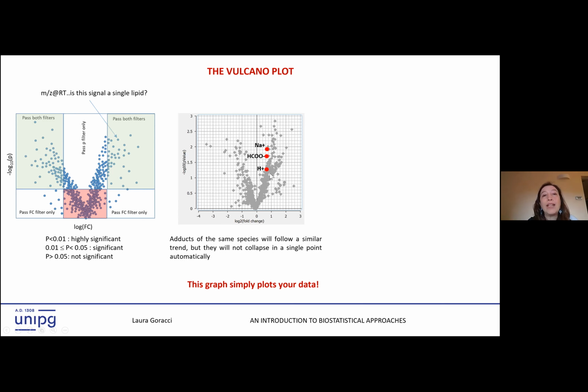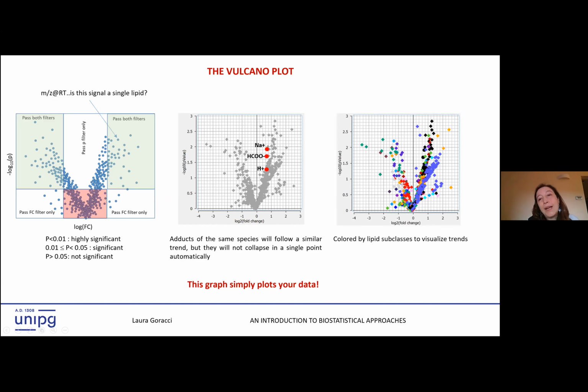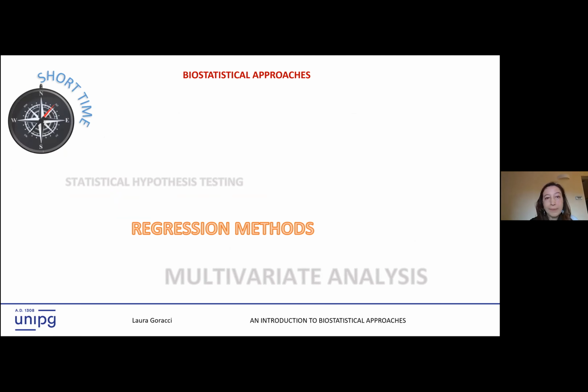Because even here, you have an information. If you have the same trend for multiple adducts, you can have an additional information that maybe can be of interest for you. Another approach that sometimes people are doing is coloring the volcano plot by the lipid subclasses, for example, after an identification. In this way, you immediately will see if a certain class, for example, here, this dark green class, is always present in the same area. So that could be an additional information. So you can explore this volcano plot in several ways.